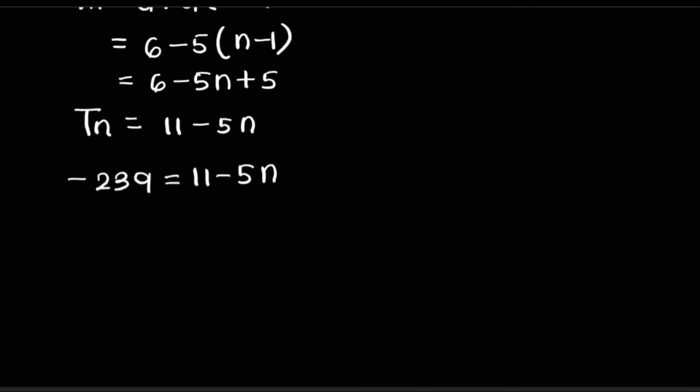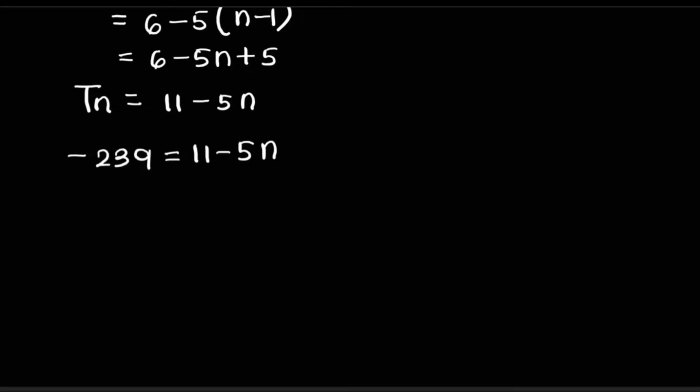Now our aim here is to solve for n. So what I would actually do is take the -5 over to the left to make it positive. I would then take that -239 over to the right to get that positive. It'll be 11 plus 239, which is going to be 250. And then to solve for n, you're going to divide both sides by 5. So we have n is equal to 50.